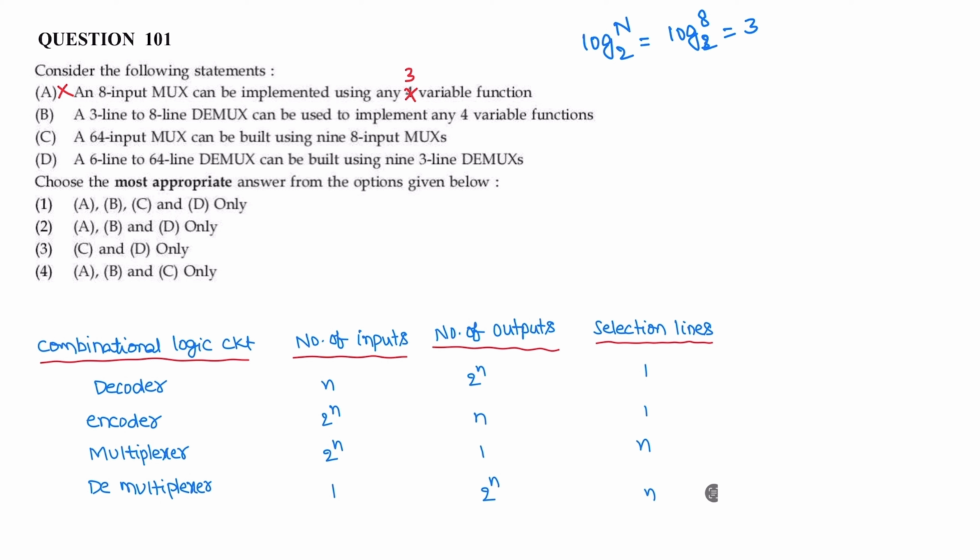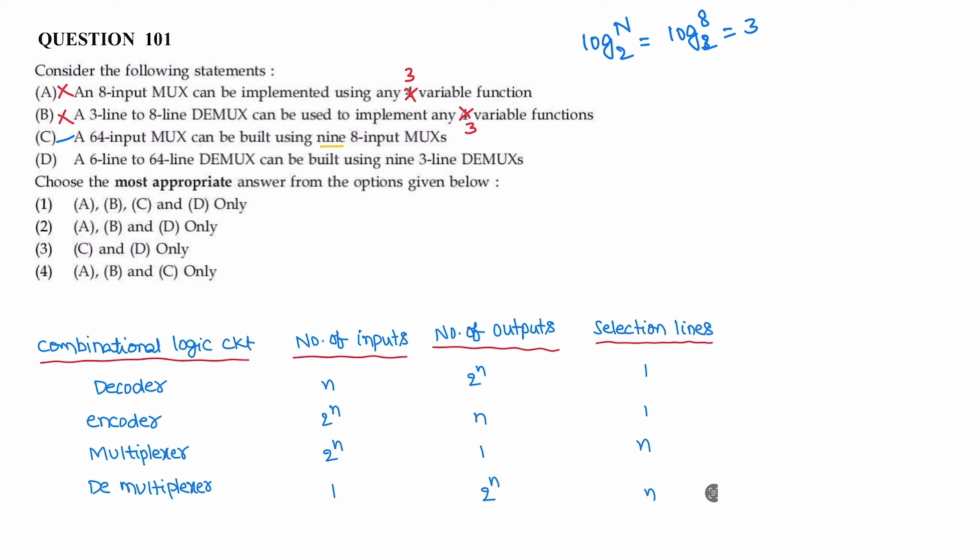Statement B, a 3 to 8 line demultiplexer, so 3 inputs, 8 outputs; a 3 to 8 line demultiplexer or decoder can be implemented by using a 4 variable function. It is wrong. It can be implemented by using a 3 variable function. Statement B is incorrect. Statement C, a 64 input multiplexer can be built by using 9 8 input multiplexers. Statement C is correct.